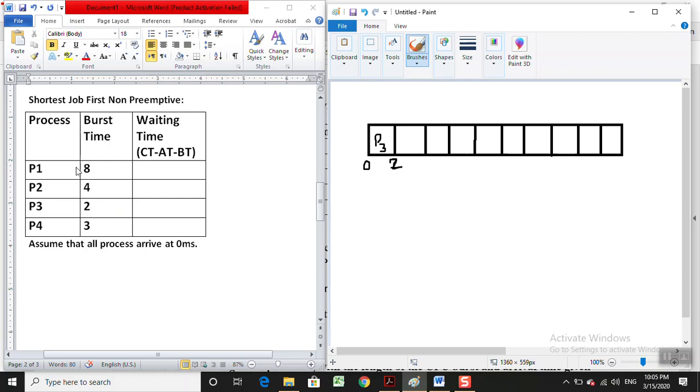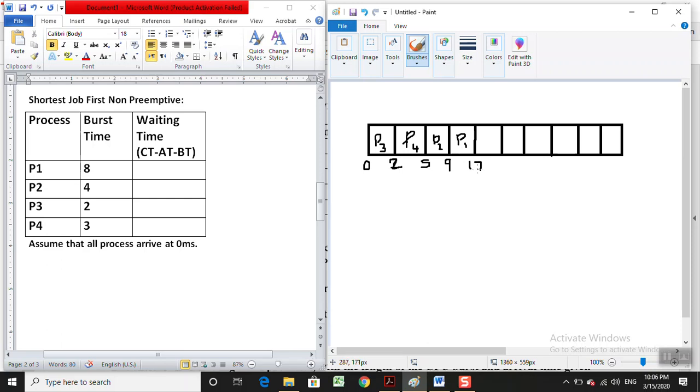Now what is remaining? P1, P2 and P4. P4 has the shorter burst time, so P4 will be scheduled and it will continue its execution until 5 milliseconds and complete. The next job is P2. P2 will be scheduled and continue until 9. And then finally P1 will be scheduled and it will continue until 17.